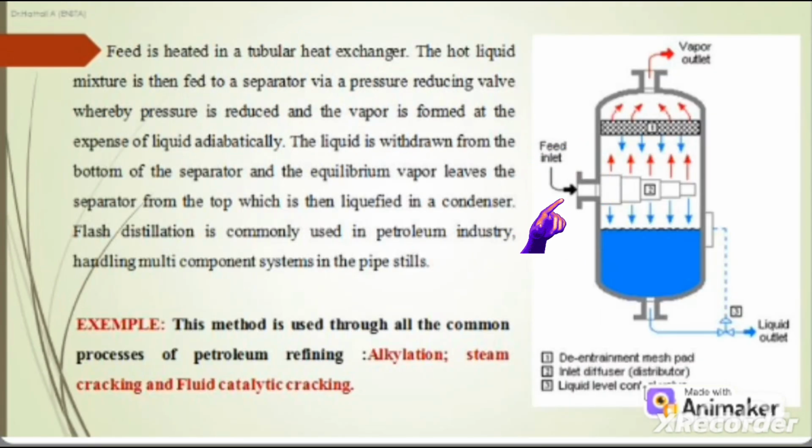Feed is heated in a tubular heat exchanger. The hot liquid mixture is then fed to a separator via a pressure reducing valve whereby pressure is reduced and the vapor is formed at the expense of liquid adiabatically. The liquid is withdrawn from the bottom of the separator and the equilibrium vapor leaves the separator from the top, which is then liquefied in a condenser.